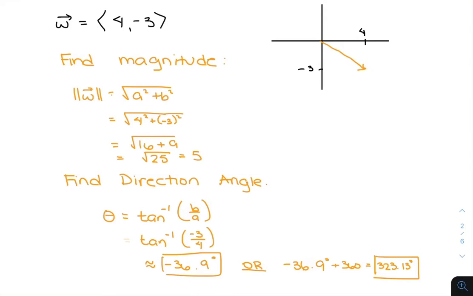So you can always find the magnitude and direction angle in this way. All you have to double check is that your direction angle that you found and the vector are in the same quadrant. Hope that helped.